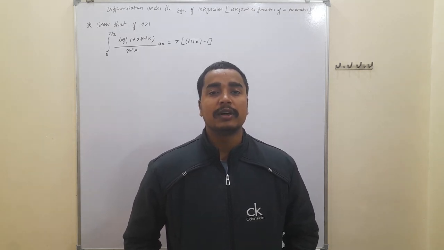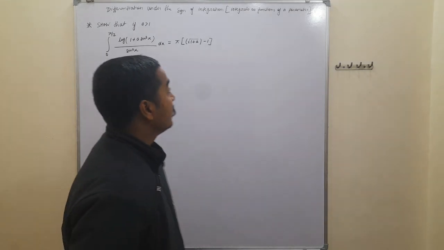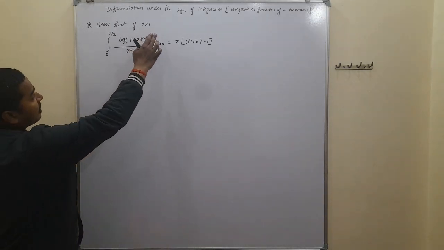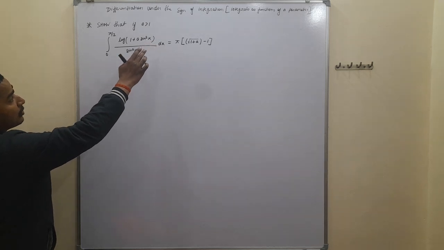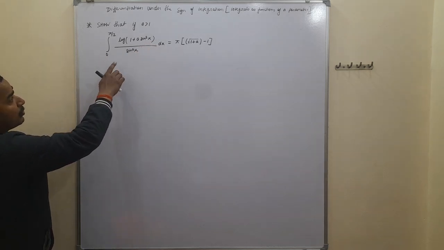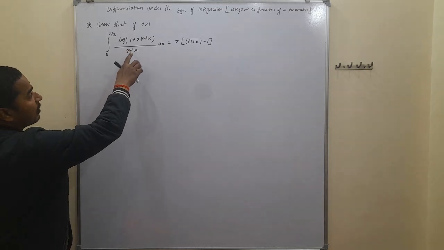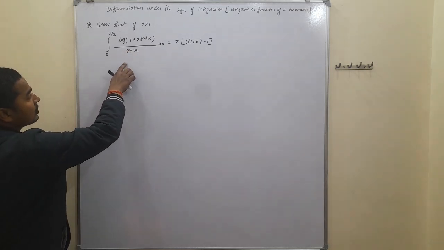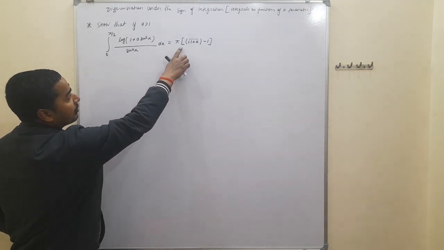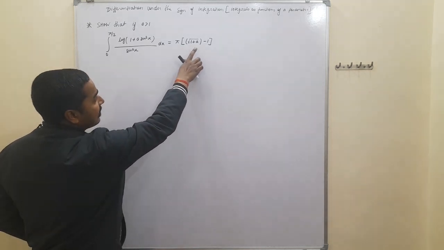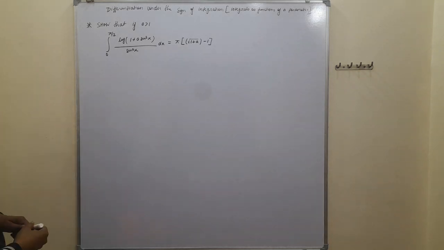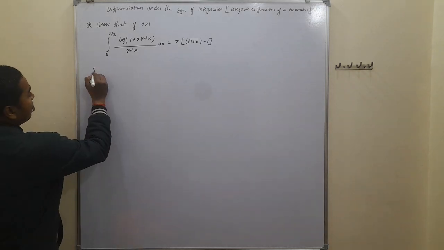Today we are going to solve a UPSC Maths Optional Paper 1 question from the topic differentiation under the sign of integration. Here in the question, show that if a is greater than or equal to 1, the integral from 0 to pi by 2 of log of (1 plus a sine square x) upon sine square x dx equals pi times (under root of 1 plus a minus 1) if a is greater than 1. Let's solve the problem.